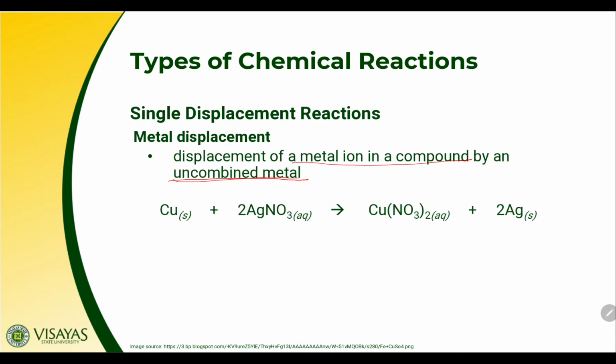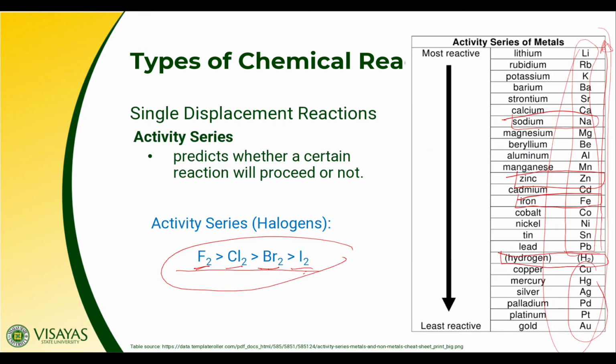So example here, we have copper plus silver nitrate. We form copper nitrate and silver. So we have to see if the copper here is higher than silver in the activity series. Let's go back to the activity series. So here copper is here and silver is below the copper. So therefore copper can displace silver in the equation. So we have a single or metal displacement reaction.